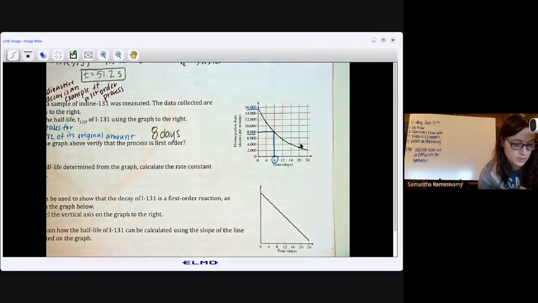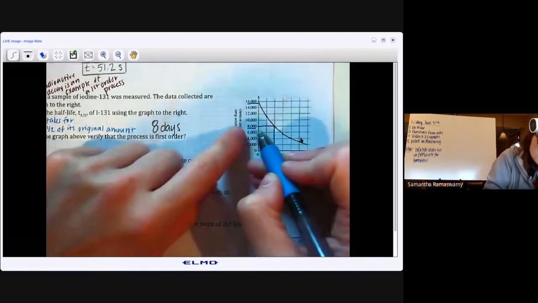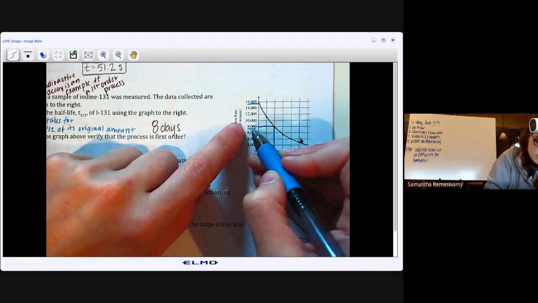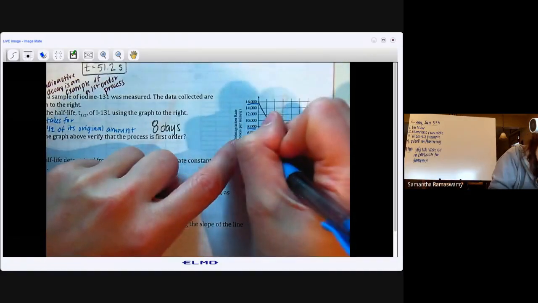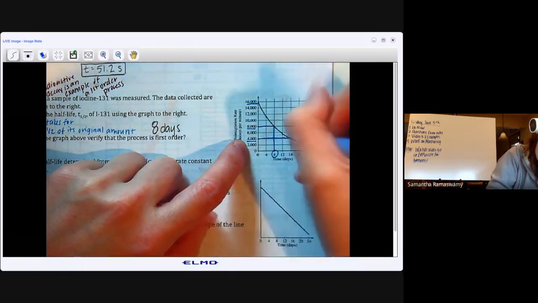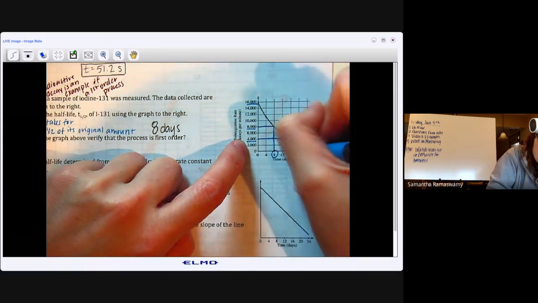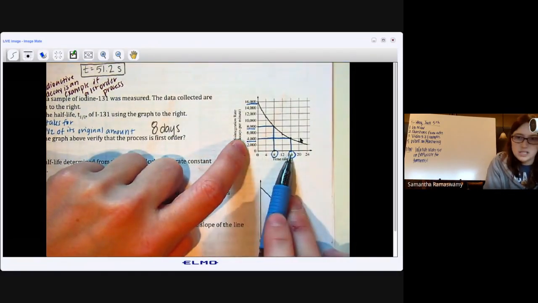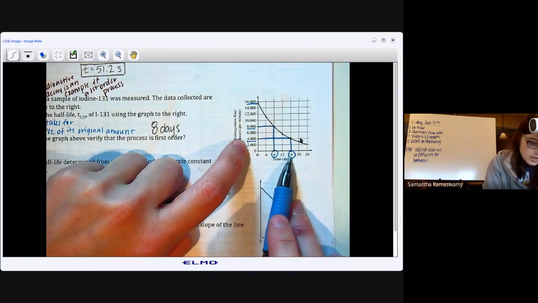Now, here's how we can tell if it's first order. This is going to help us answer part B. A first order process has a constant half-life. So what that means is, now let's look at 8,000. Half of 8,000 is 4,000. I'm going to follow 4,000 over to the curve and go down. Well, 8,000 was at 8 days, 4,000 was at 16 days. That's another 8-day difference.